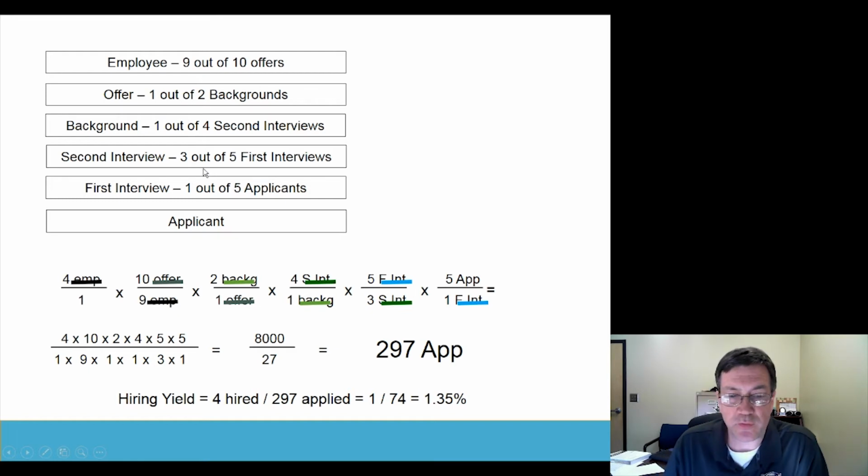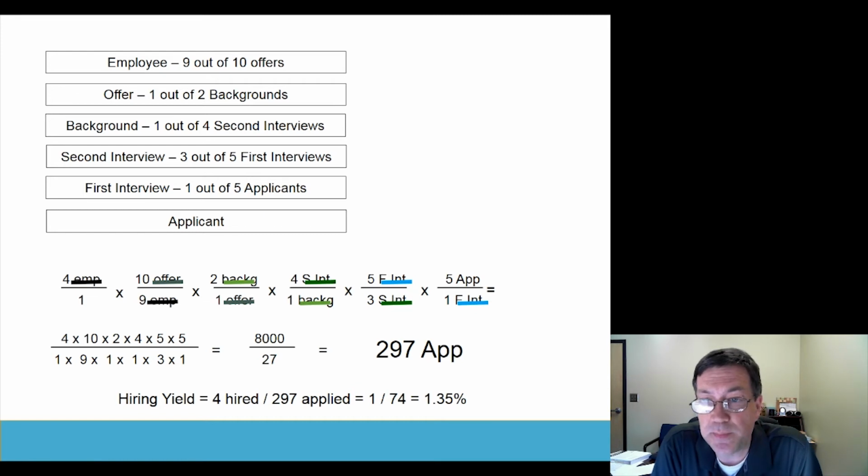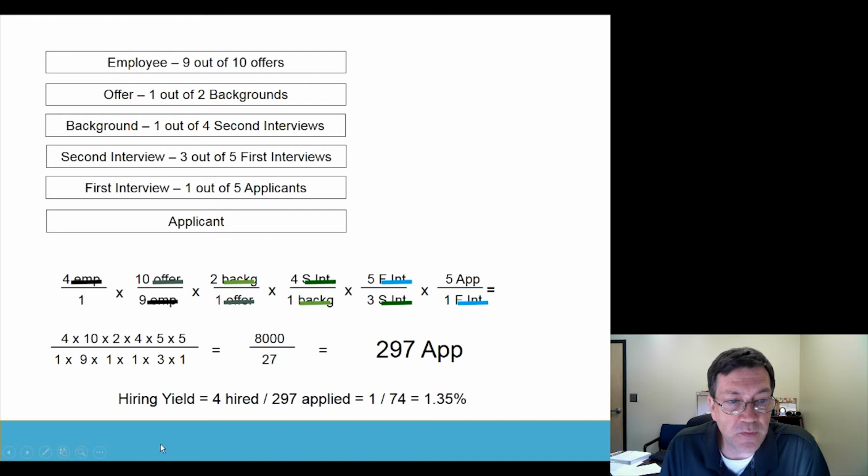The hiring yield we haven't really talked about yet because we haven't known the numbers to calculate that. But we know that the hiring yield is the percentage or the ratio of people who finish as compared to the people who started. And we know that 4 people finished, right? 4 people got hired. And we know that 297 people started or applied. So 4 hired over 297 applied is a ratio, as we simplify this, of 1 to 74. And that means that 1.35% of the people who apply for our teller jobs actually get hired. Our hiring yield is 1.37.